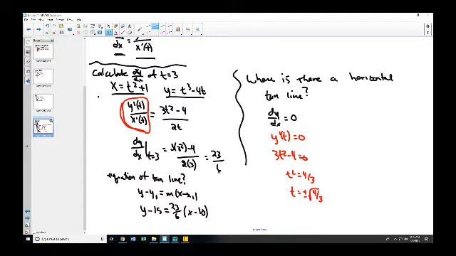Do either of those points make the denominator 0? No. Do any of them make x prime 0? No. So we're good. Okay, so always check.